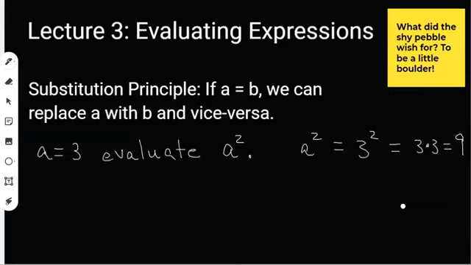So what we're doing is we're taking an algebraic expression like A squared, and we're replacing the A with a number. Because really, if you have a letter like A, we're talking about A as a variable. But if A is a number, we can replace A with that number in any expression. So that's what we're going to be doing today. We're going to be evaluating expressions.